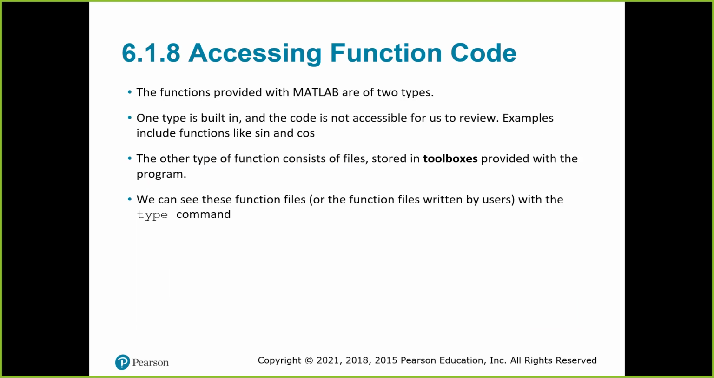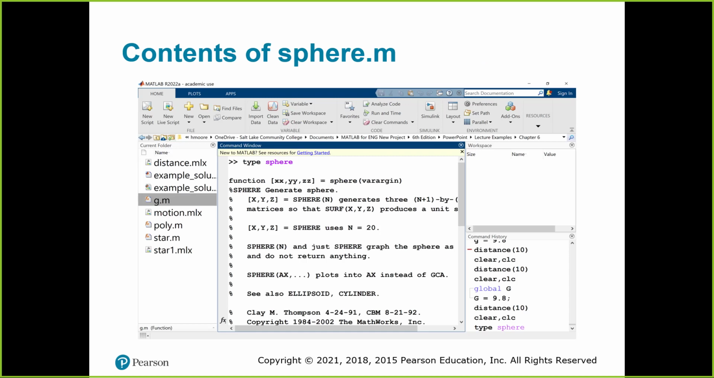There we go. Accessing function code. Functions provided are of two types: the built-in, and the other type are stored in toolboxes. We can see these function files with the type command. So if you type in type and then the function name, it'll give you a whole bunch of information. I keep trying to get this screen over here to scroll up, but it won't do it because it's in a picture. It's not actually MATLAB. So this will give you some of the breakdown of the contents of that function.